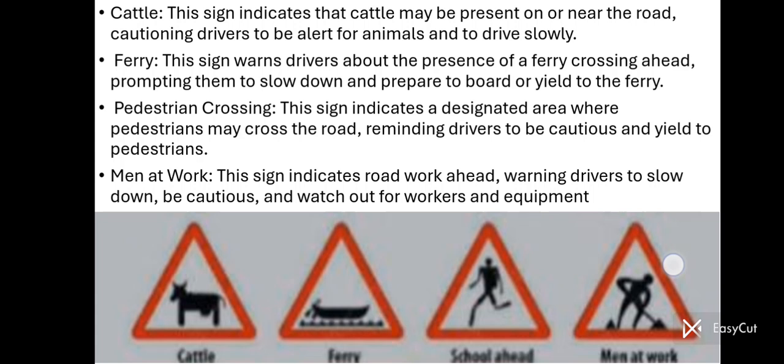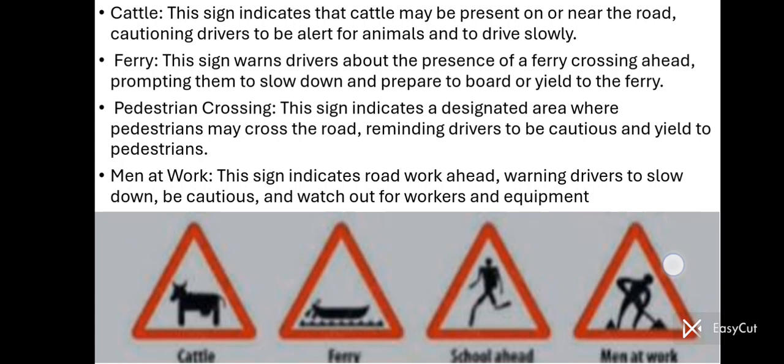And next one here, cattle. The sign indicates that cattle may be present on a rural road, cautioning drivers to be alert for animals and drive slowly. And the second one is ferry. The sign warns drivers about the presence of a ferry crossing ahead, prompting them to slow down and prepare to board or yield to the ferry.